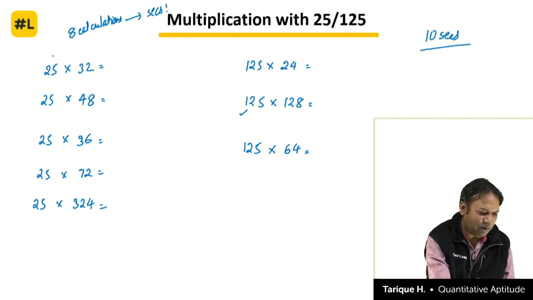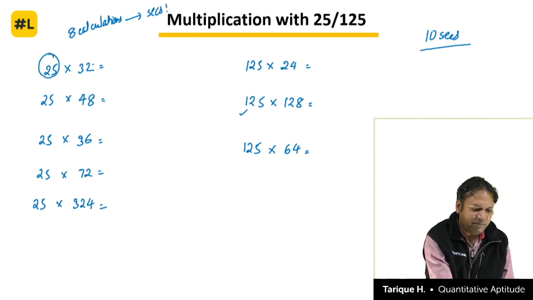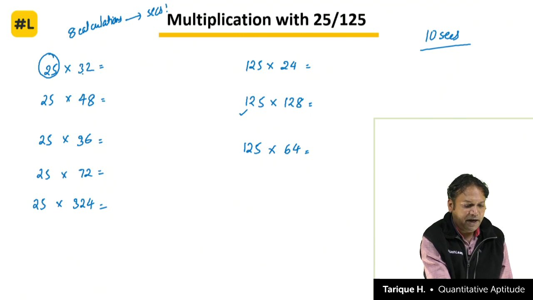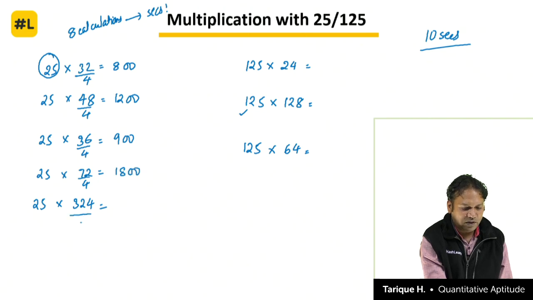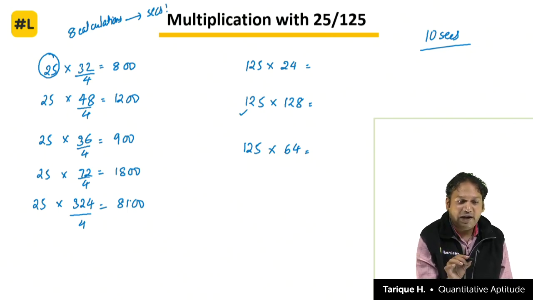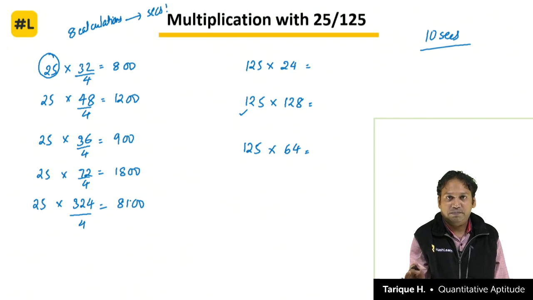Whenever you are multiplying with 25, whichever number you are multiplying, please observe, divide it by 4 and put 2 zeros. Divide by 4, put 2 zeros, divide by 4, put 2 zeros. Will it take more than 5 seconds? No, right? So what is the technique for 25? Divide by 4 and add 2 zeros.